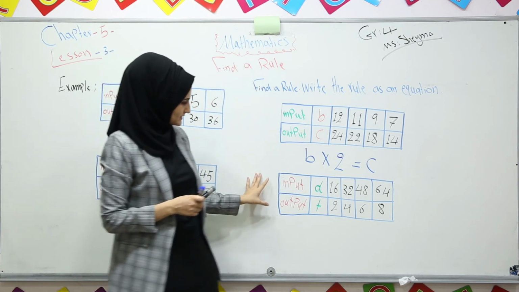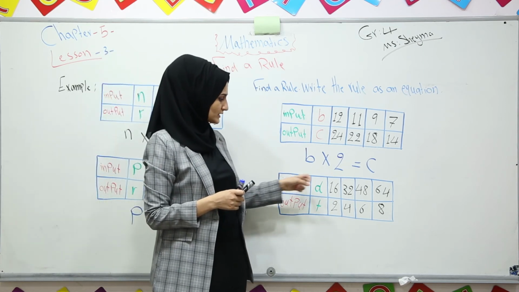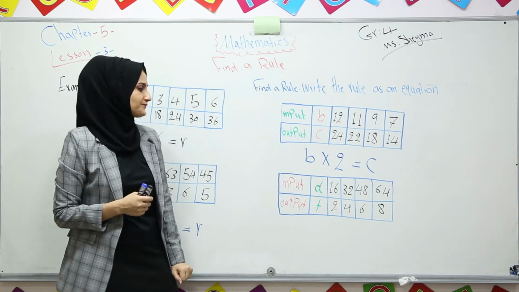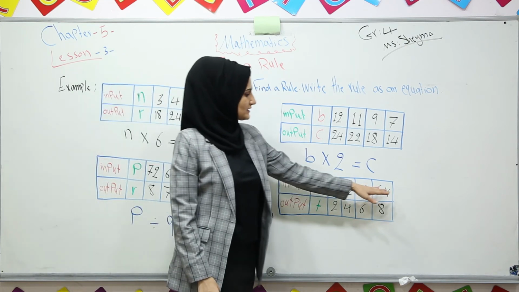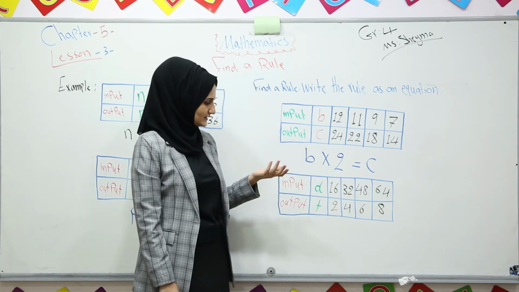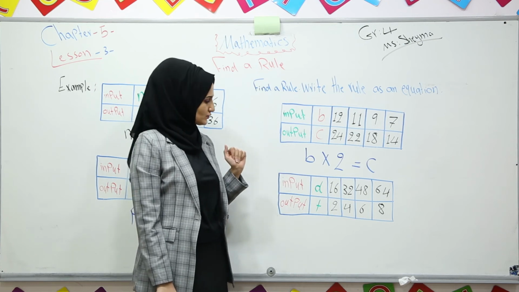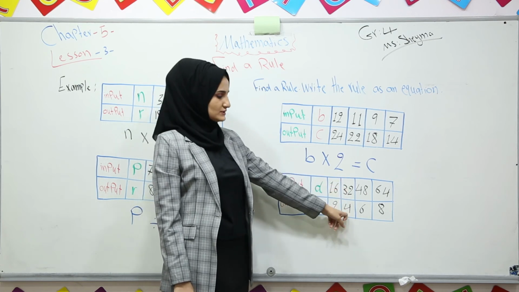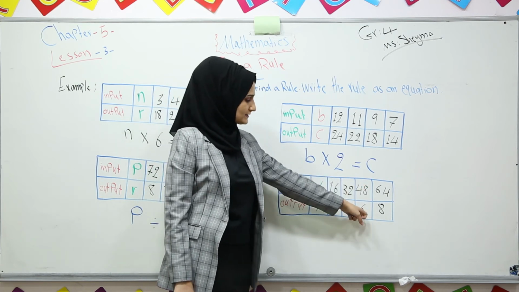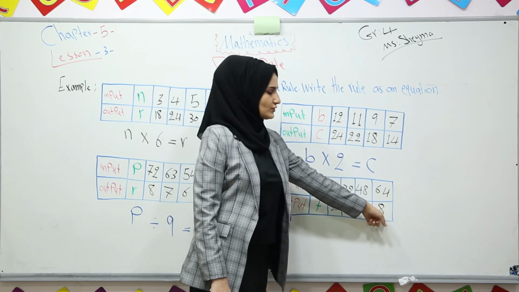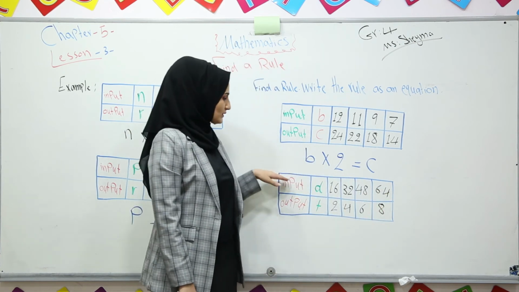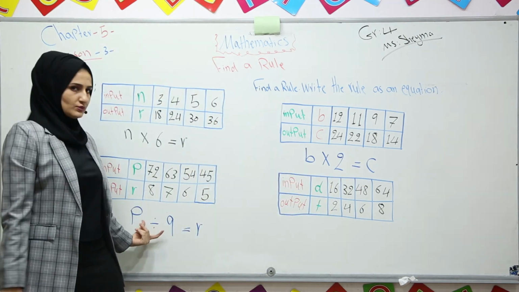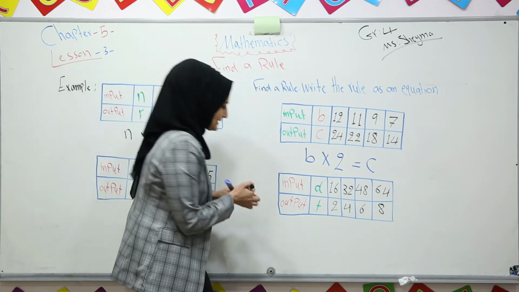We have another box, input and output. Our input is represented by D, our output represented by T. First, look at this list and this list. Compare them. Which one is greater than which one? 60 is greater than 15, 32 greater than 4, 48 greater than 6, 64 greater than 8. So if our input list is greater than our output list, we'll use what? We'll use division.